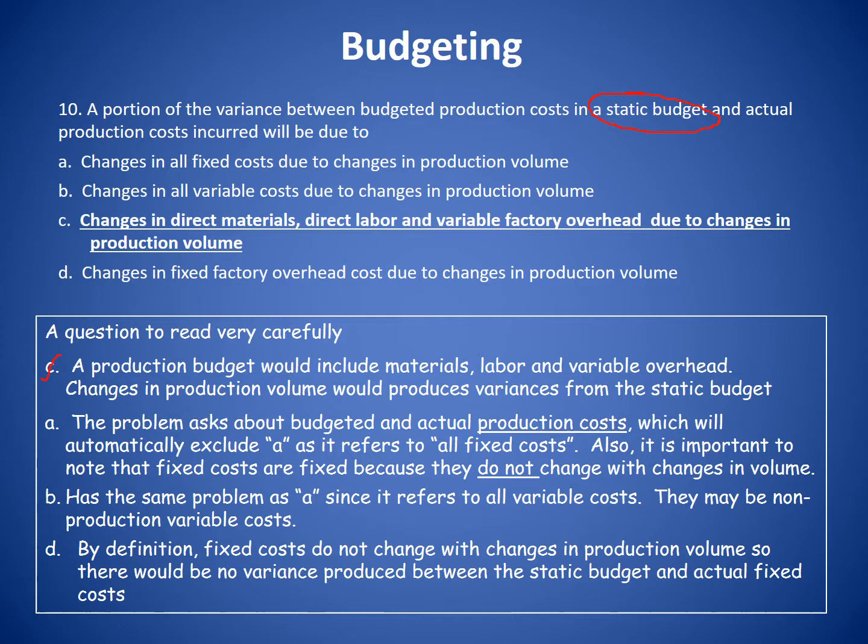And that's a production budget. A production budget would include our materials, labor, and variable overhead. Changes in the production volume would produce variances from the static budget.